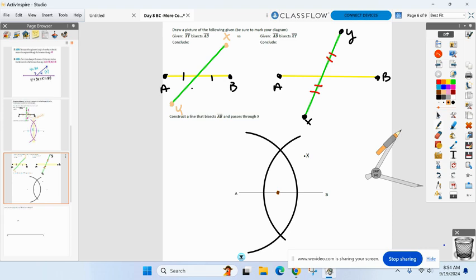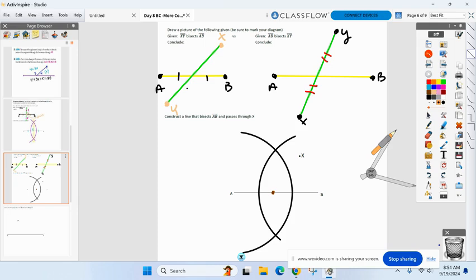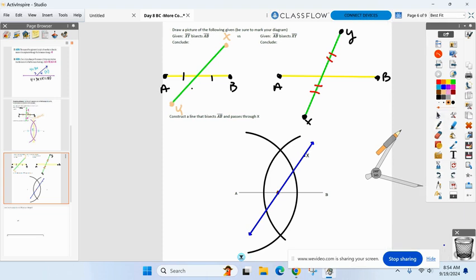So I'm still using this construction, but just to locate the midpoint so I can draw it through X. There we go. And anybody putting the markings on? Because we did bisect the line segment, right? We did bisect this line segment. There it is. So we're using this construction for a lot, huh?